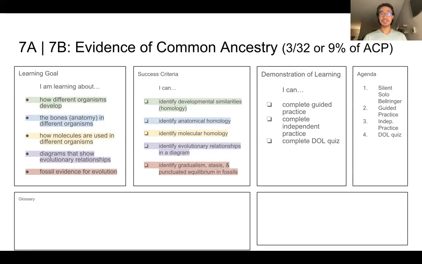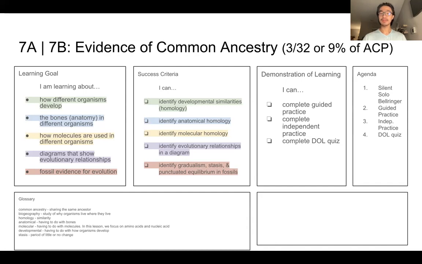There are some terms that are new for this unit. Let's go over the glossary. Common ancestry means you share the same ancestor. Biogeography is the study of why organisms live where they live. Homology means similarity. Anatomical means having to do with bones. Molecular means having to do with molecules. In this lesson, we will focus on amino acid and nucleic acid. Developmental means having to do with how organisms develop.